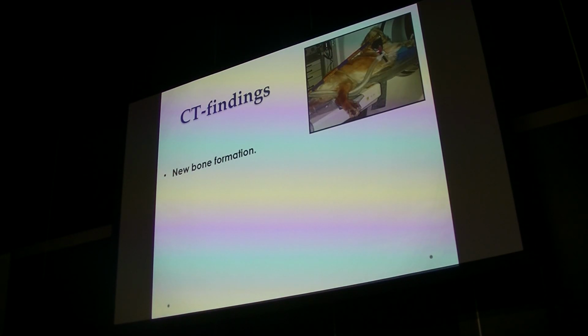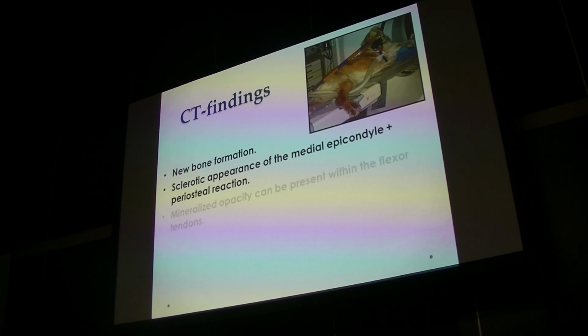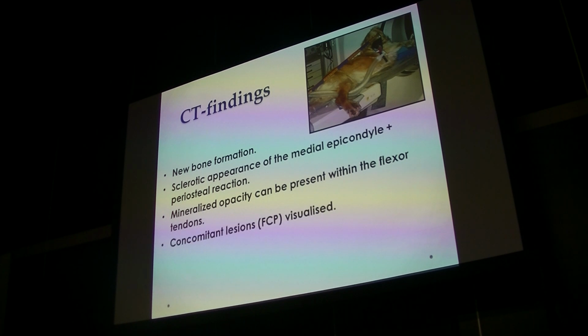So also CT is very useful in these cases. We see new bone formation at the level of the caudal-distal medial epicondyle. Sclerotic aspect can be picked up, periosteal reaction. We also can pick up the calcifications within the flexor tendons, and easily we can visualize the coronoid process as well in those concomitant, combined cases.